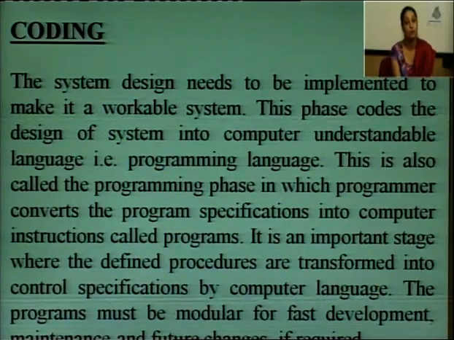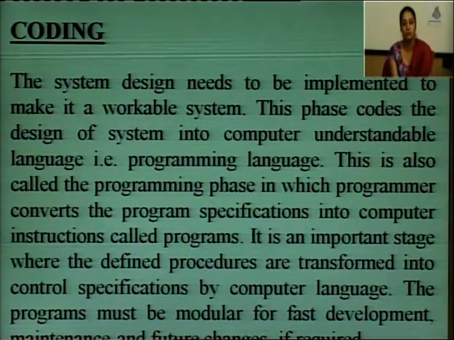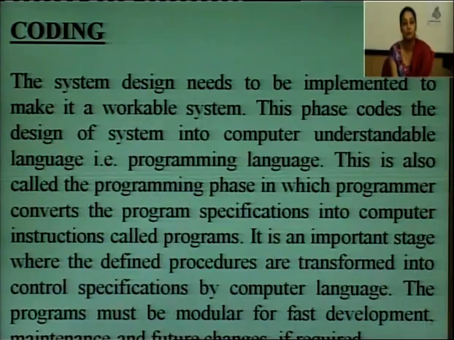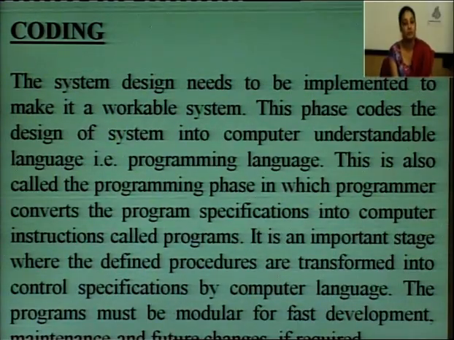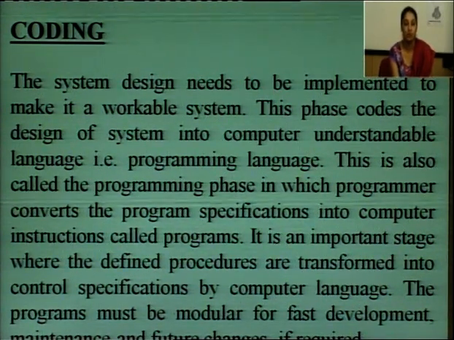This phase codes the design of the system into a programming language, that is, a computer-understandable language. We convert the design into the programming language so that we can run that software to make it workable. This is also known as the programming phase, in which the programmer converts the program specifications into computer instructions called programs.